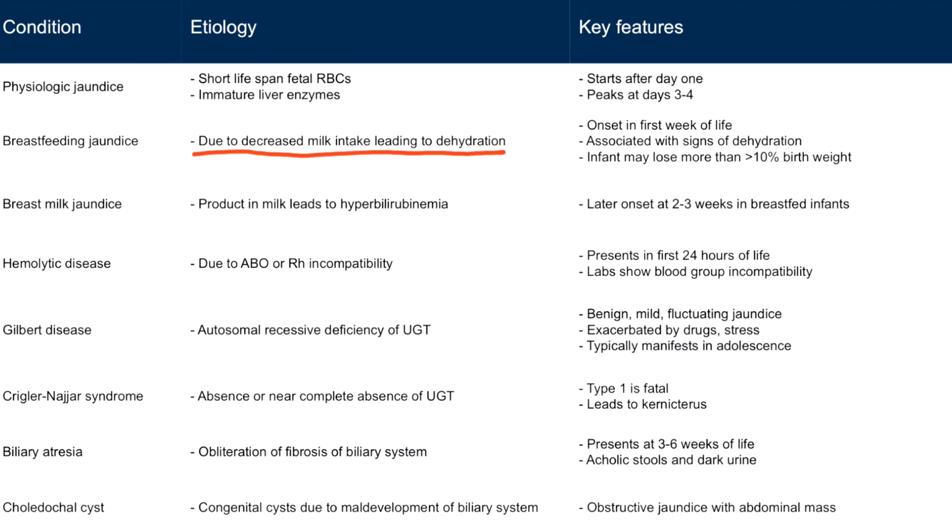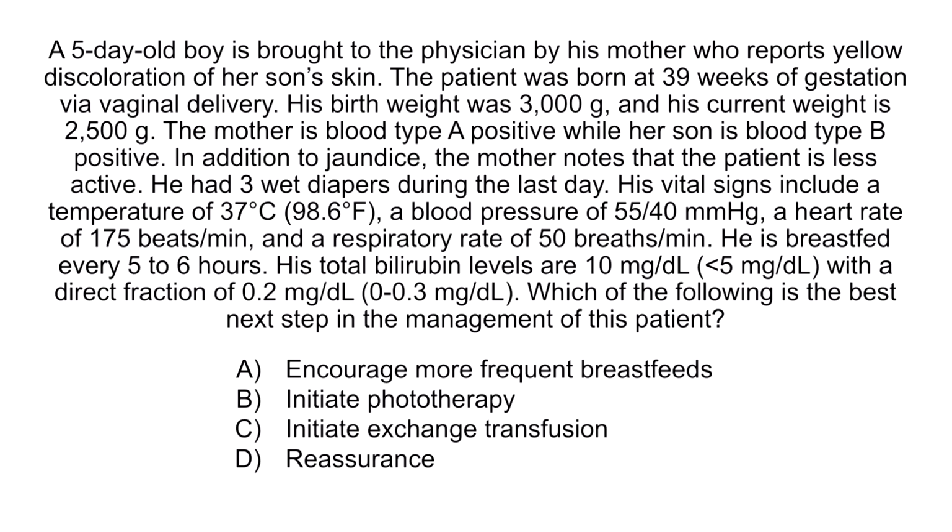Therefore, breastfeeding jaundice will be associated with signs of dehydration, such as decreased urine or stool output. Additionally, breastfeeding jaundice will usually present in the first week of life. In contrast, breast milk jaundice is due to products in the milk and does not have any signs of dehydration. It also presents later, around 2 to 3 weeks of life. All right, let's discuss why the other options are incorrect.